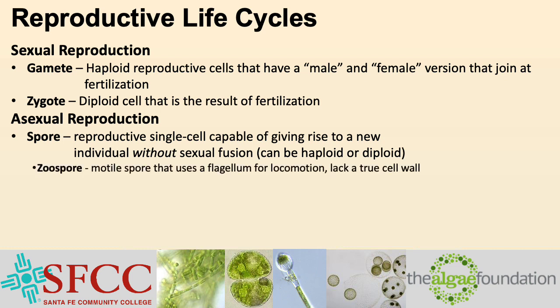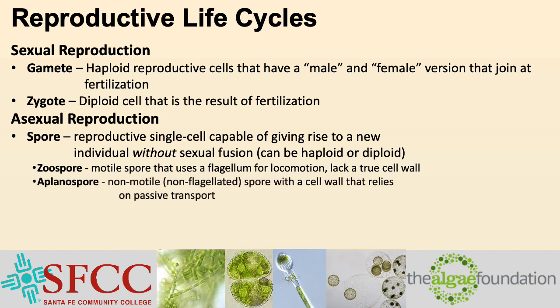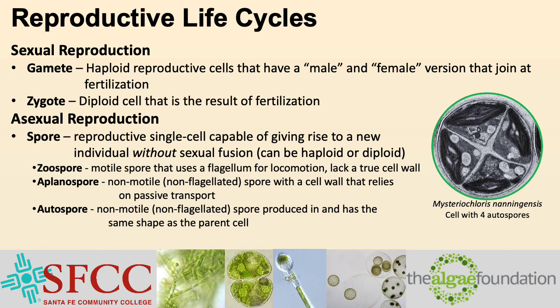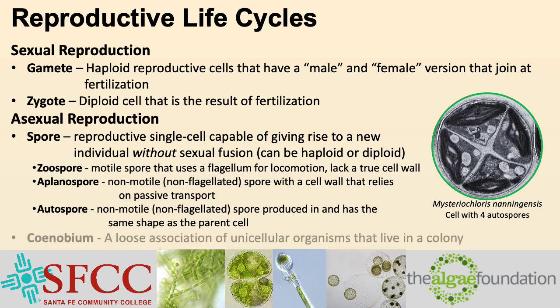Zoospores are motile and use flagella for locomotion and lack a true cell wall. The planospores are non-motile, without flagella, and with a cell wall. They rely on passive transport by the currents of air or water that they are in. Autospores are non-motile spores produced in and have the same shape as the parent cell. Finally, there are coenobia. These are loose associations of single cells forming a sort of colony. Unlike an organism that is a single individual made of many cells, a coenobium is an organism-like group of single cells.